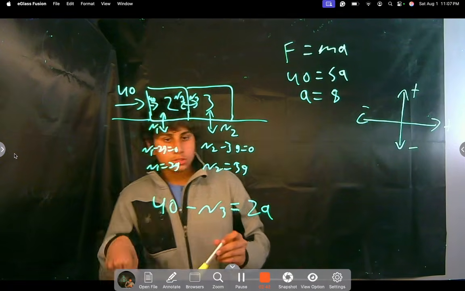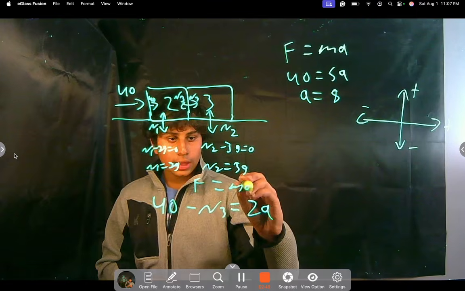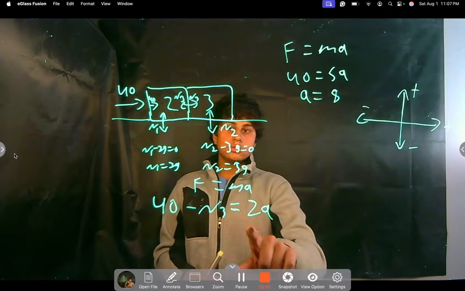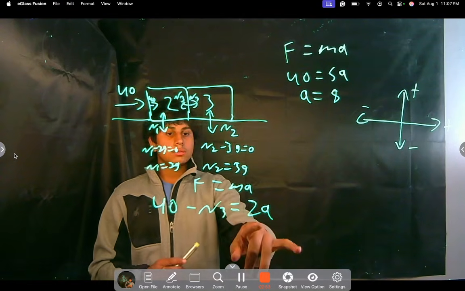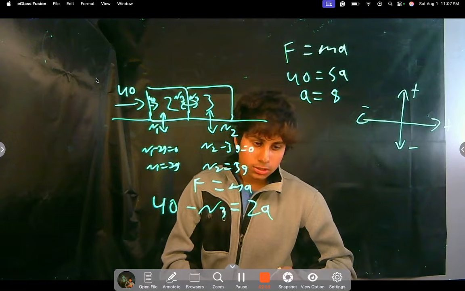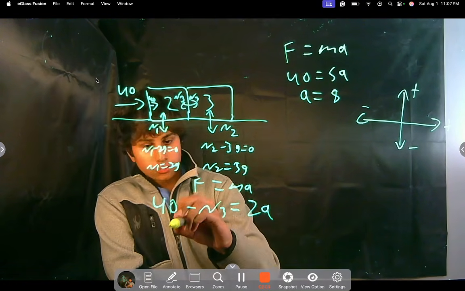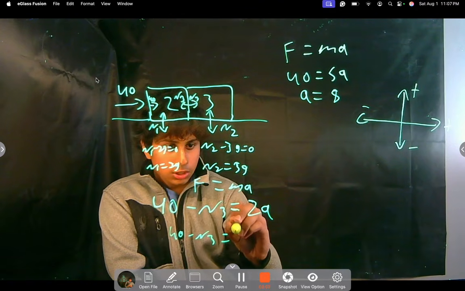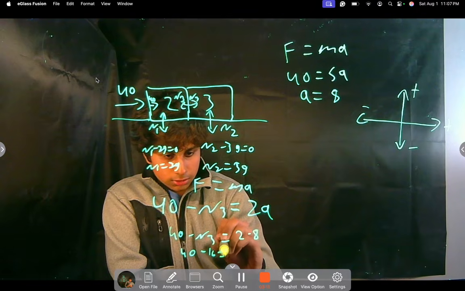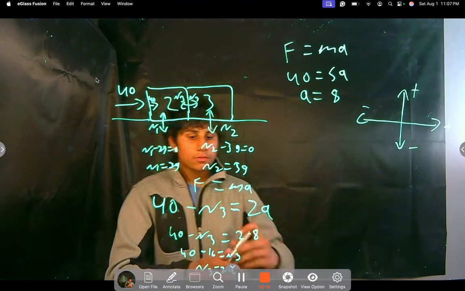That's because this equation comes from force equals mass times acceleration. This is the total force. The total force equals the mass, which is 2, which is what's being pushed on, times the acceleration, which is something we don't know yet. So you're always thinking in terms of force equals mass times acceleration. Now we know a, so 40 minus N3 equals 2 times 8, which is 16. So 40 minus 16 equals N3. So N3 equals 24, and now you have solved for all the N's.